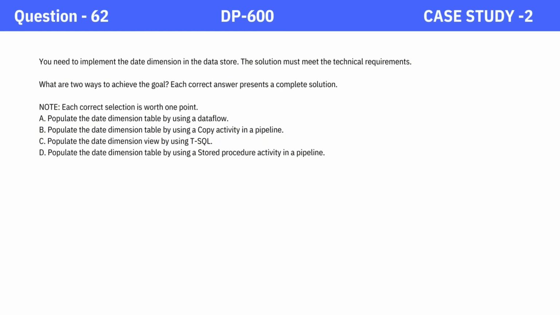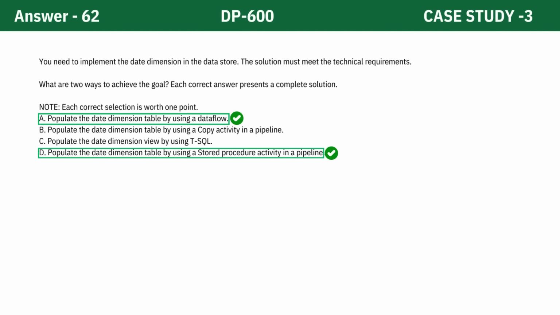A. Populate the date dimension table by using a Dataflow. B. Populate the date dimension table by using a copy activity in a pipeline. C. Populate the date dimension view by using T-SQL. D. Populate the date dimension table by using a stored procedure activity in a pipeline. Pause the video and consider the options before checking the answer. The correct answers are option A and option D.